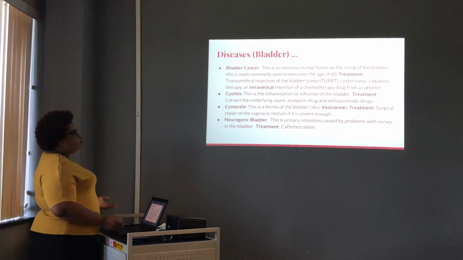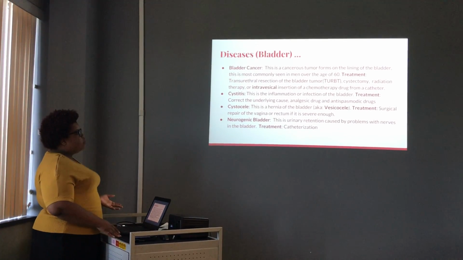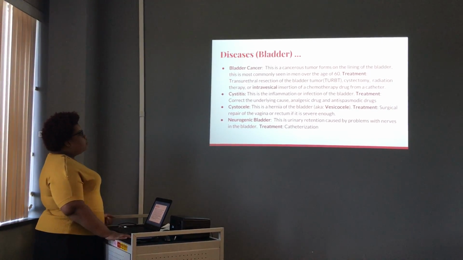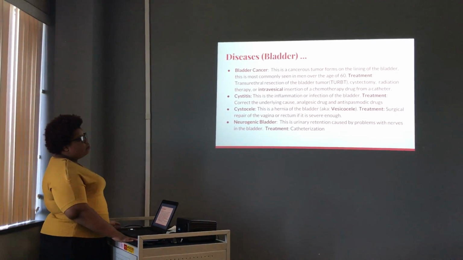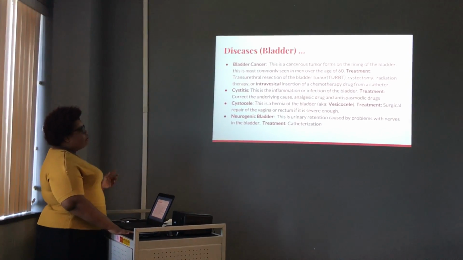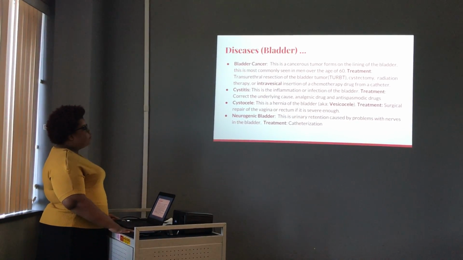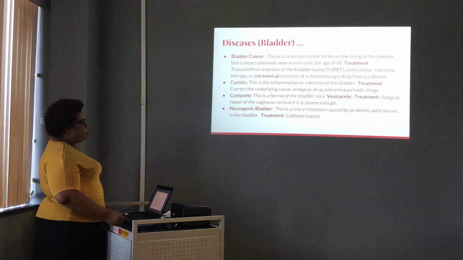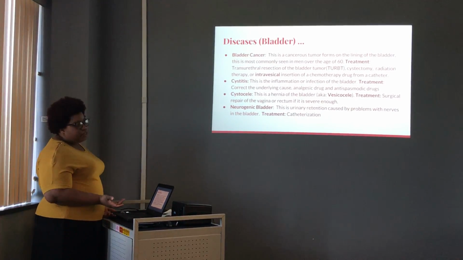The treatment for this is to correct the underlying disease, or analgesic drugs and antispasmodic drugs. Cystocele, this is a hernia of the bladder. It's also known as a vesicocele. The treatment is a surgical repair of the vagina or the rectum if severe enough. Neurogenic bladder, this is urinary retention caused by problems with nerves in the bladder. The treatment for this is catheterization.